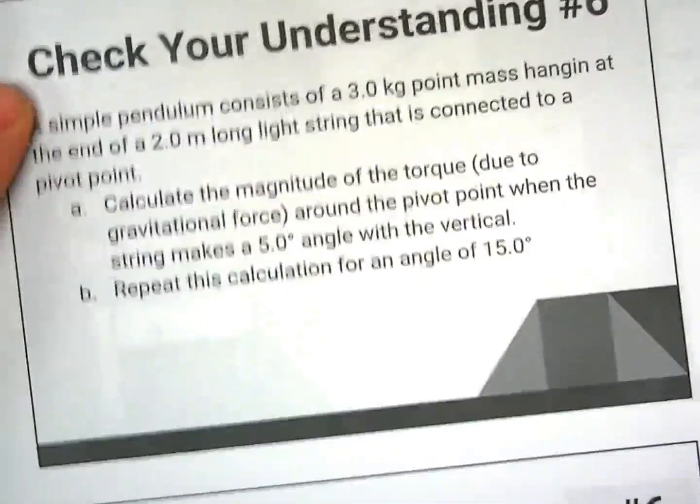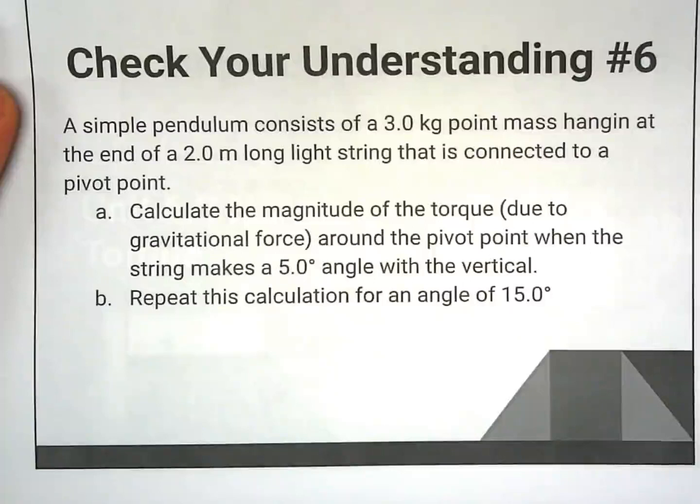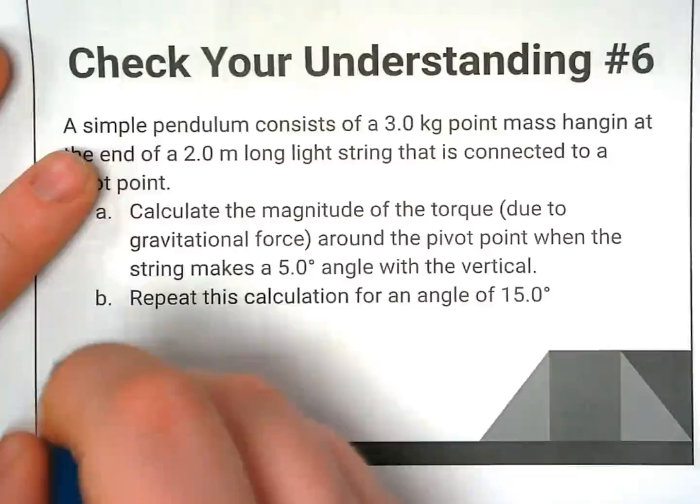Number 6, a simple pendulum consists of a 3 kilogram point mass hanging at the end of a 2 meter long light string that is connected to a pivot point. We have to calculate the magnitude of the torque due to gravitational force around the pivot point when the string makes a 5-degree angle with the vertical, and then repeat that calculation with 15 degrees. So what's happening here?